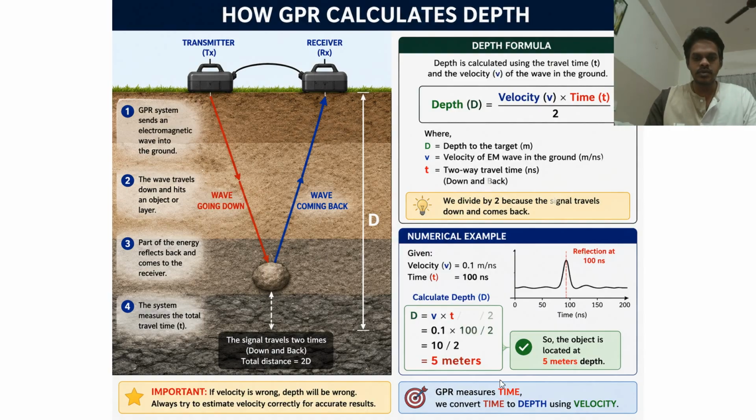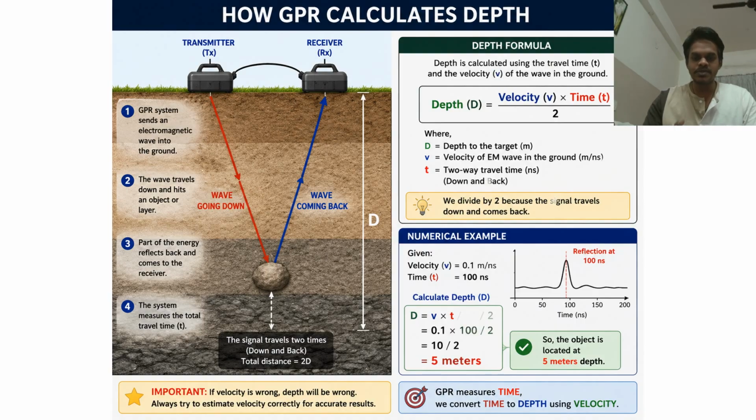So in GPR, what usually happens is, if we can see the diagram, the electromagnetic wave is sent out into the ground from the transmitter, and it will be received back by the receiver. So here the question is, if GPR is giving the time, then how do we calculate the depth? So let us understand this step by step.